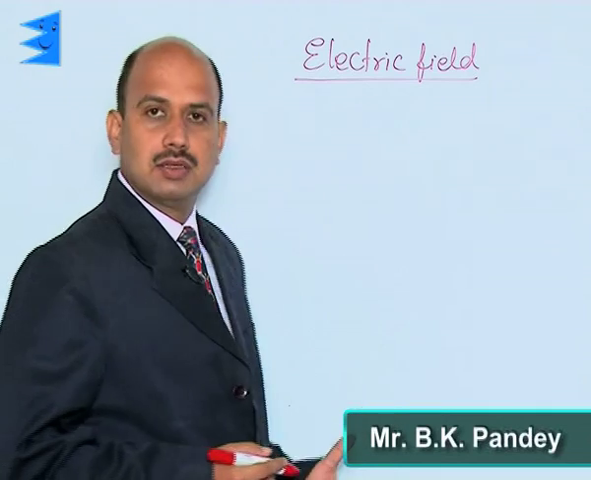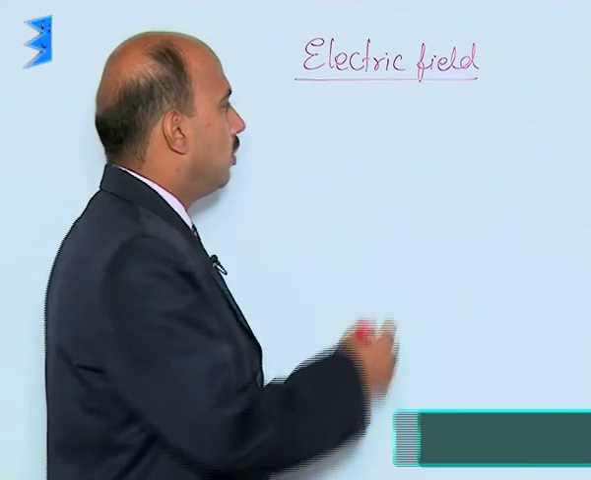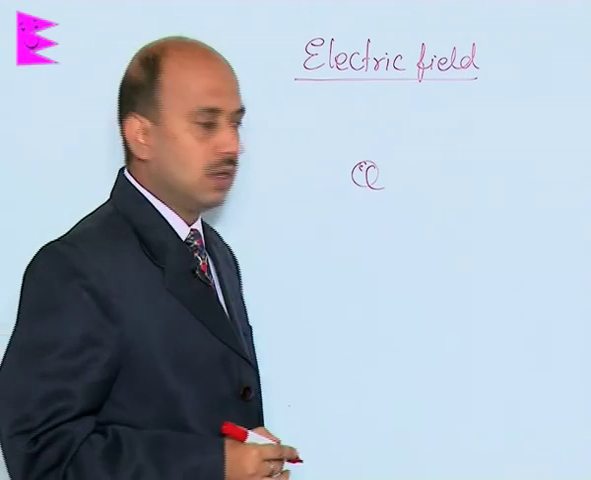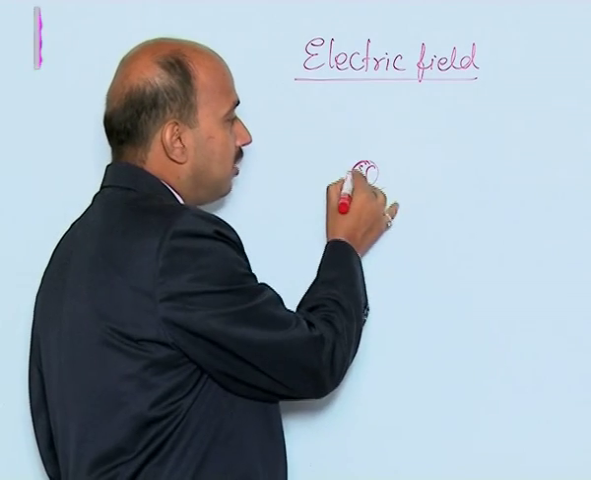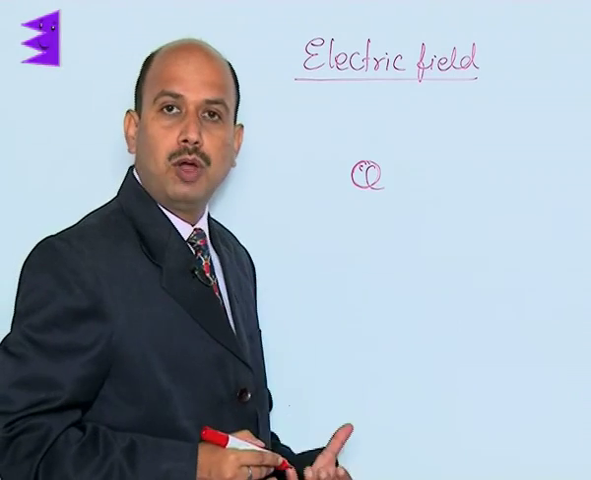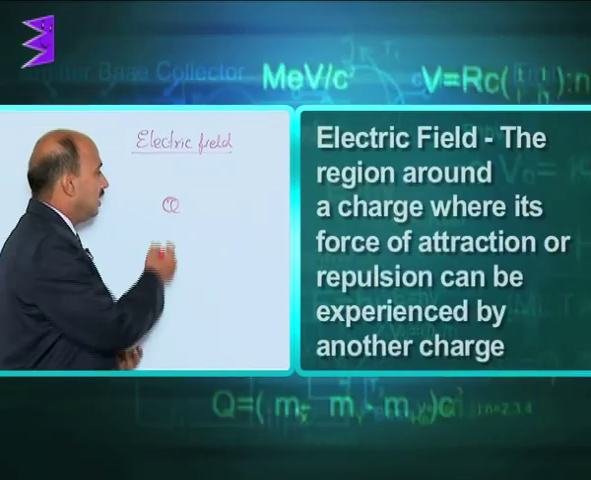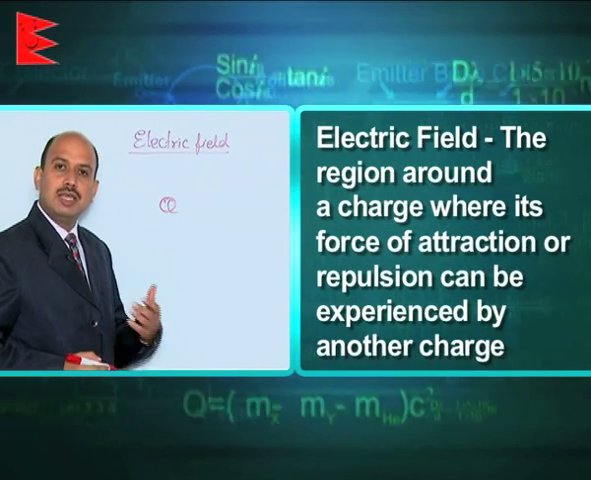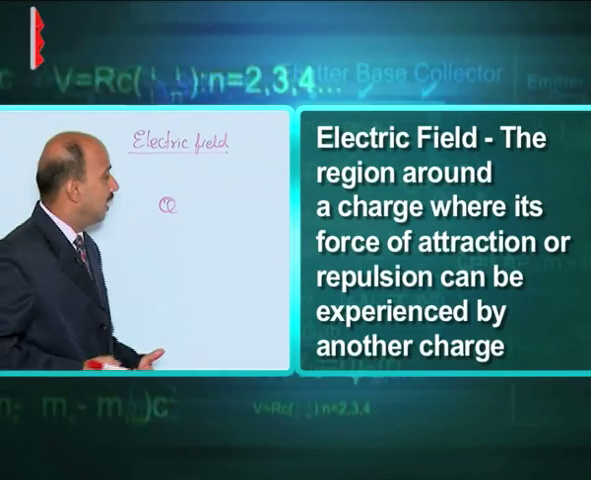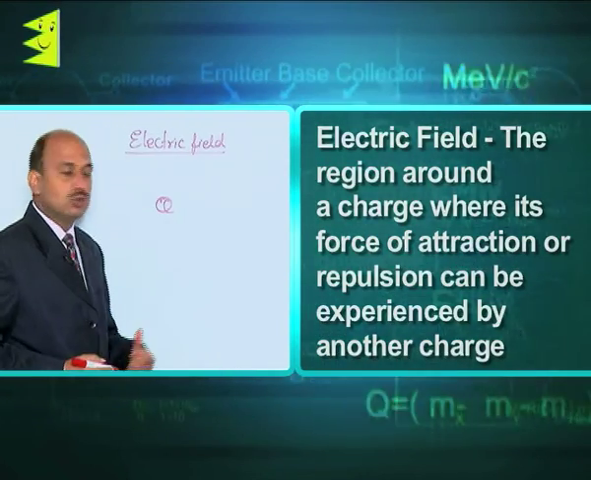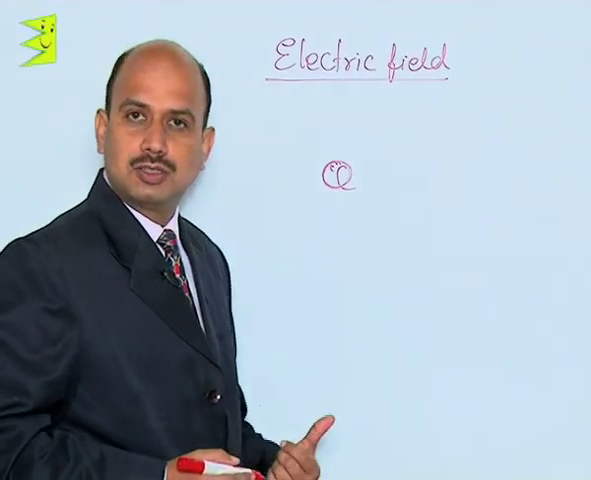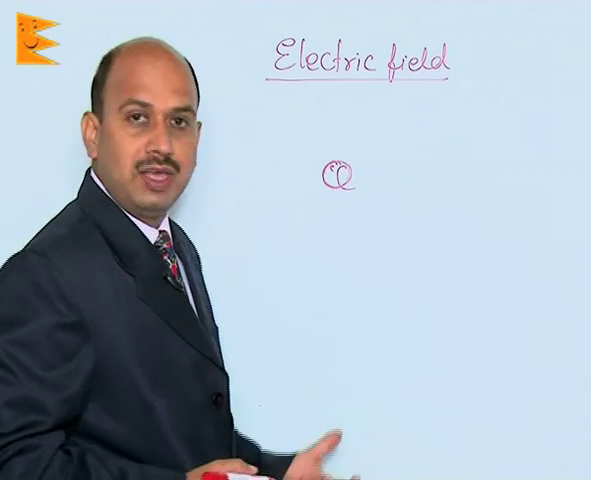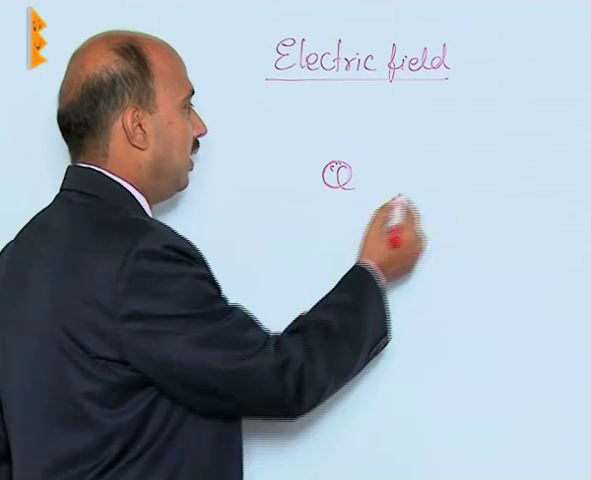Now see your electric field. What is electric field? Suppose you have got here the charge Q. This charge Q is placed at any point in the space. So, the region around this charge where its force of attraction or repulsion can be experienced by another charge is known as electric field of this charge. So, this charge is considered a source charge. It means the space around this charge where its influence can be experienced is known as electric field.